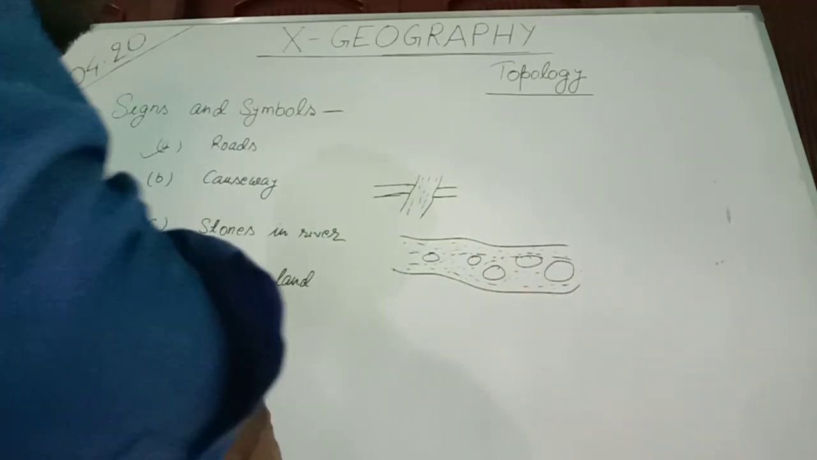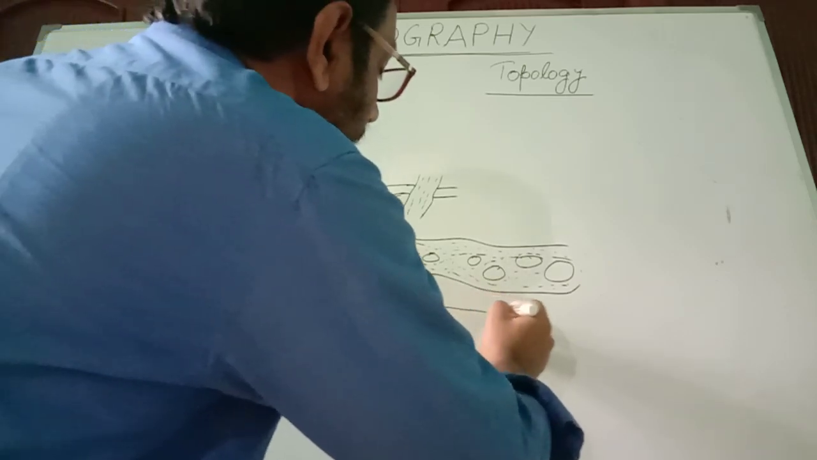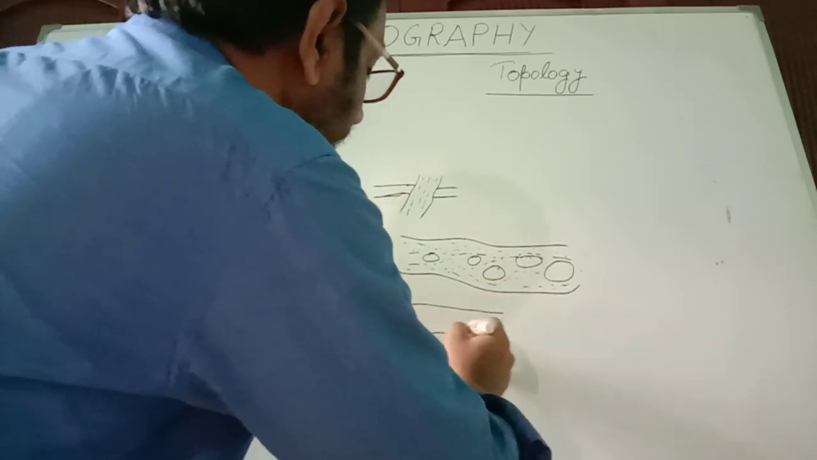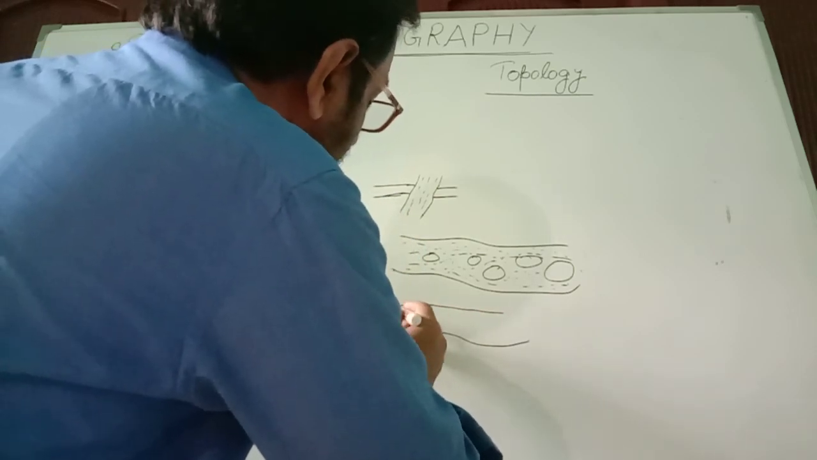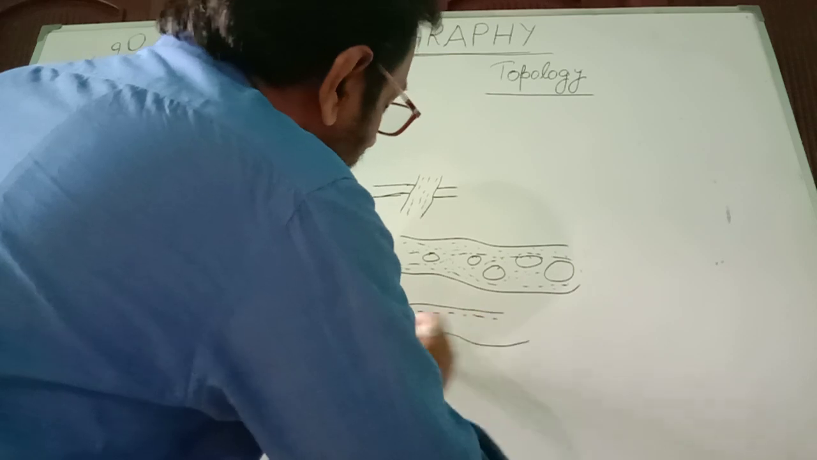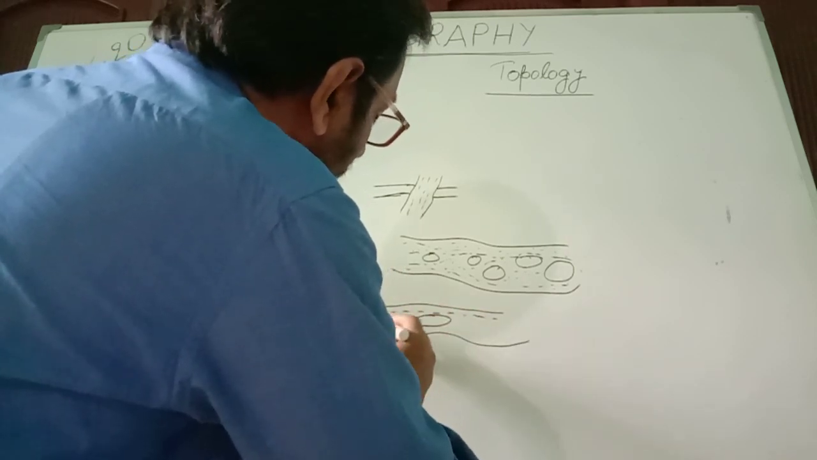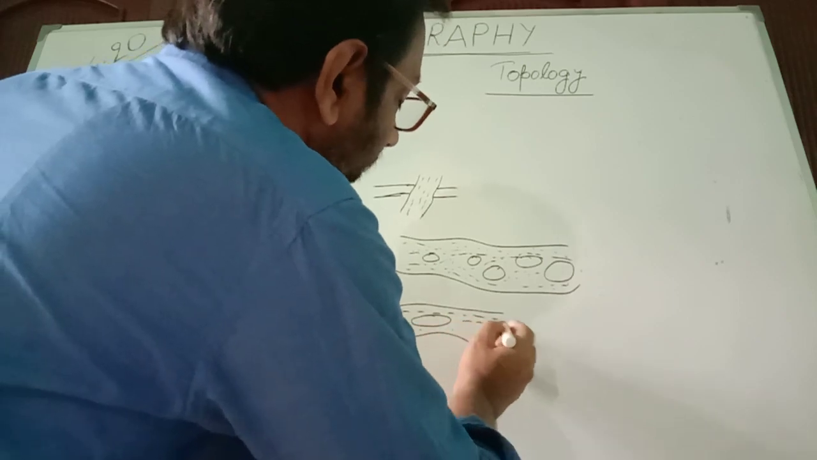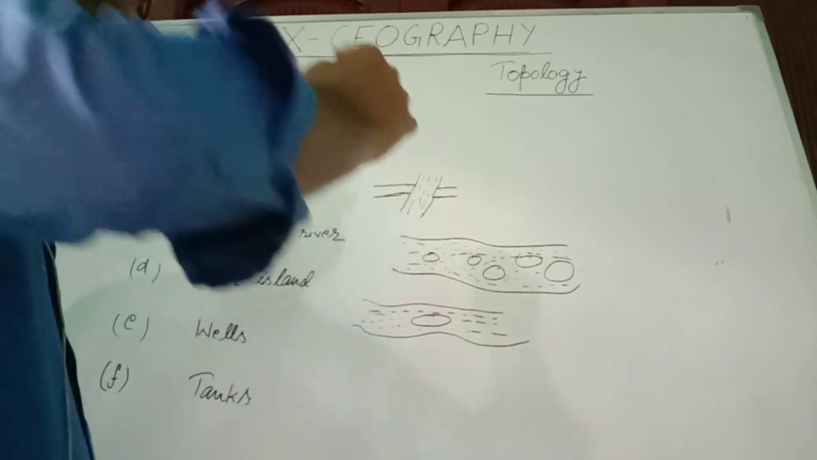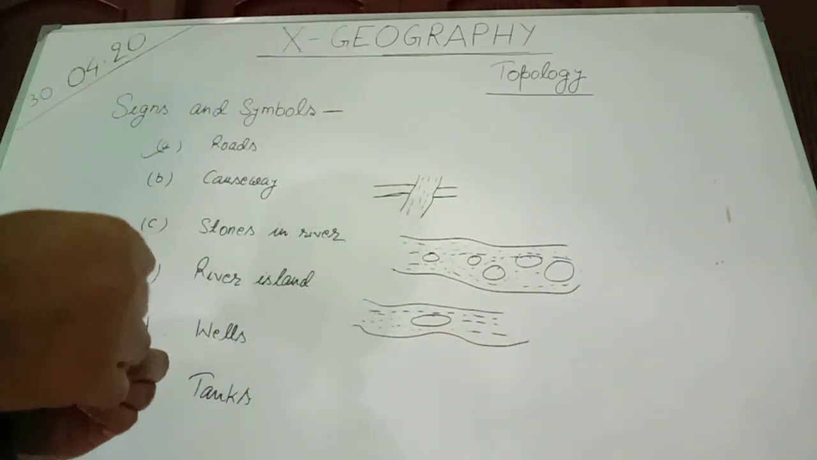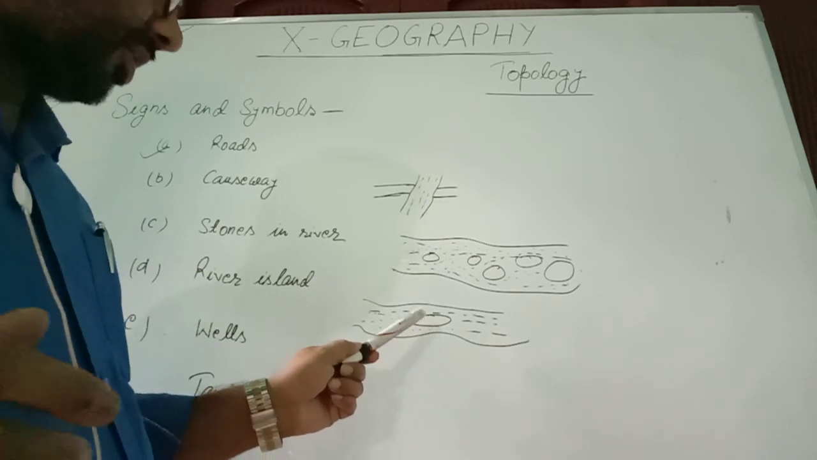Now, question number D is river island. Suppose this is a river. In this, there is water, and in the middle of this we are getting a big white patch that I have given here. This symbol represents the river island. What is this river island?